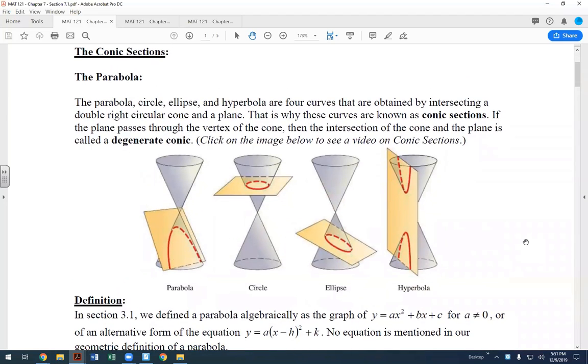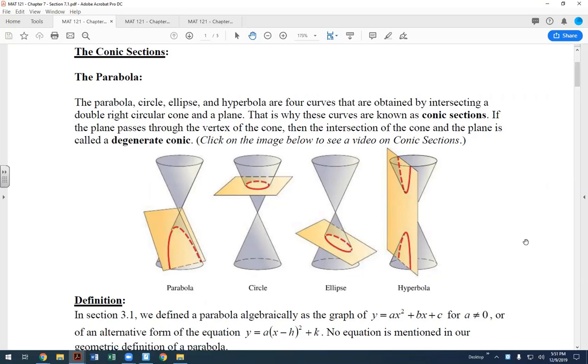right circular cone. So if you take two of them and you just take a cross section with the plane, depending on how the angle of the plane interacts with the right circular cone, you end up getting these conic sections. So it's coming from the idea of taking a section out of a cone to get a conic section.